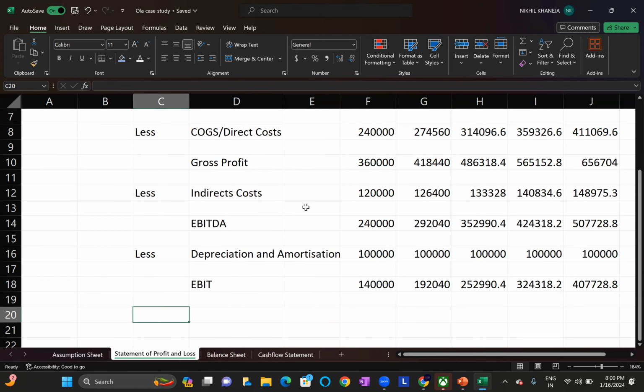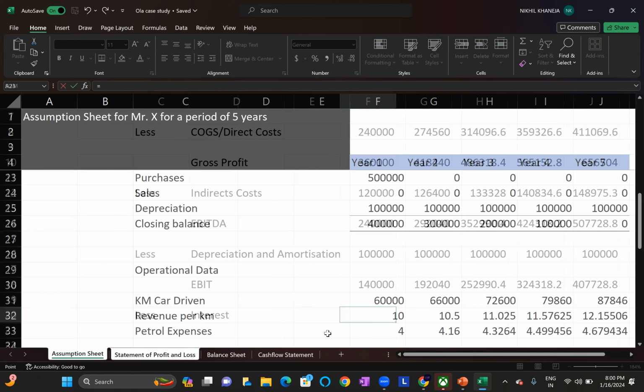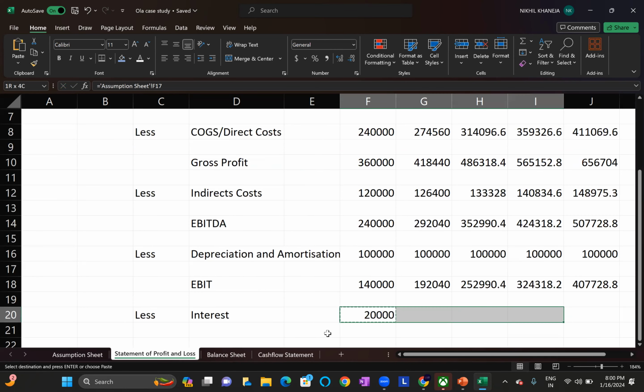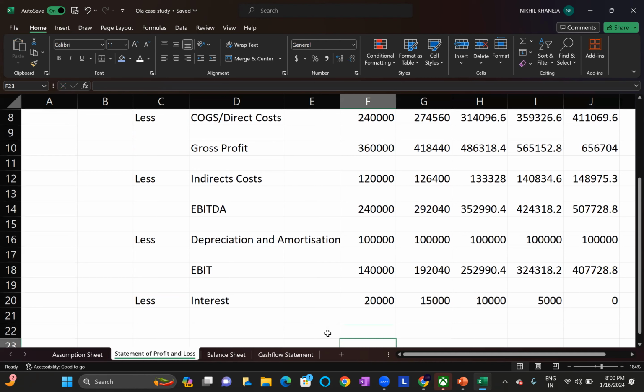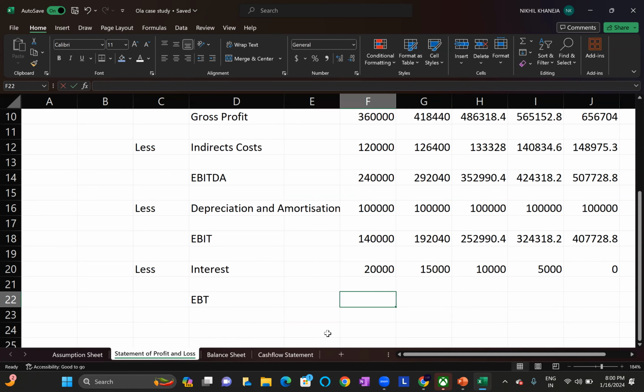Now I will reduce interest. So what is my interest? I will link it from assumption sheet, debt schedule. This is my interest. Control C, drag it for remaining years. Now I will get EBT, earning before tax. I will reduce interest from EBIT, earning before interest and tax. So this I got EBT, earning before tax.